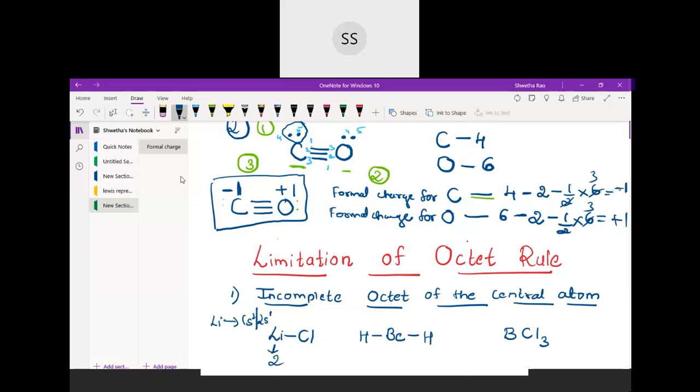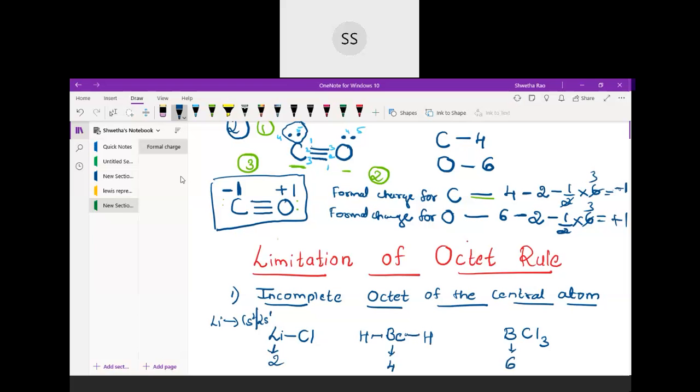What about beryllium? 1 and then 2 here. The number of bonds times 2 gives the number of electrons, because one bond has 2 electrons. So 1, 2 here, 3 and then 4. So it is 4. And boron, you see, makes 3 bonds. Each bond has 2 electrons, so it will be 6 in this case. All this comes under the incomplete octet of the central atom.